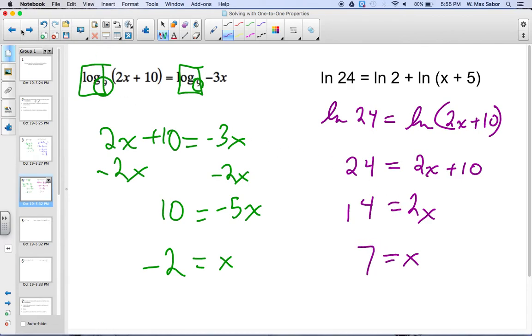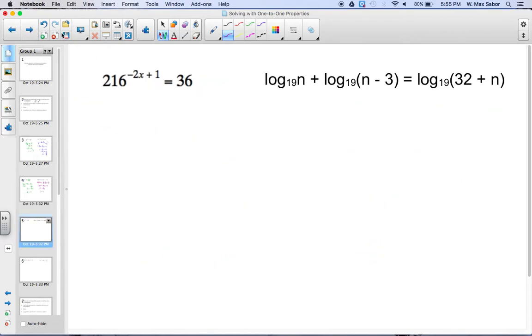Now I'm skipping over step 4 for these problems. We'll talk about step 4, checking our solutions, in the next video.